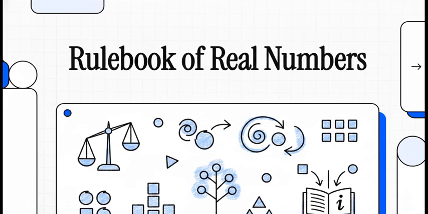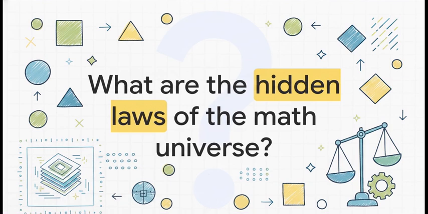Let's get started. Before we even think about solving complex equations or mastering advanced algebra, we really have to understand the invisible rules operating behind the scenes every single time we add or multiply. Think of these properties as the source code of the math universe. Without them, numbers would just be chaotic, meaningless symbols. But with them, we get this perfectly balanced, beautifully logical system.